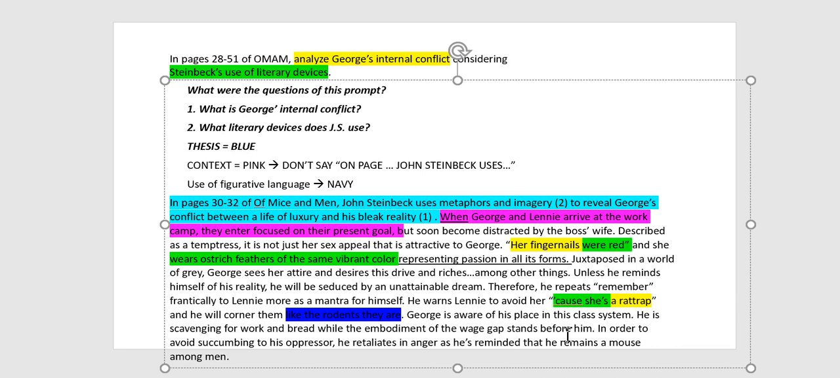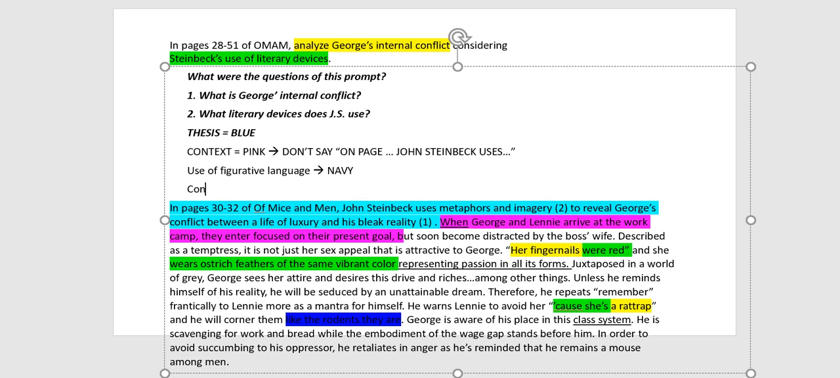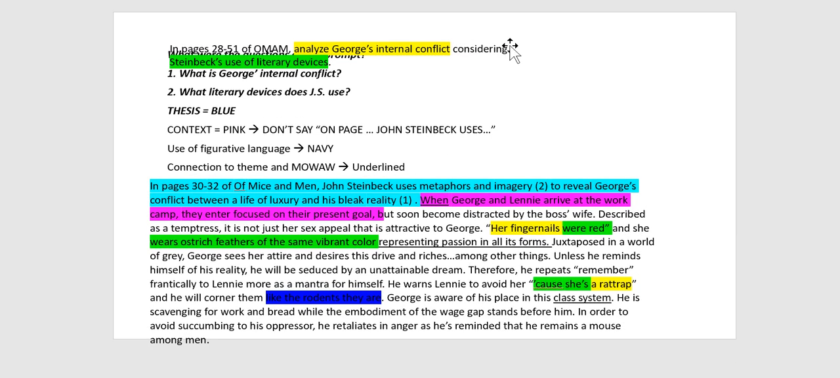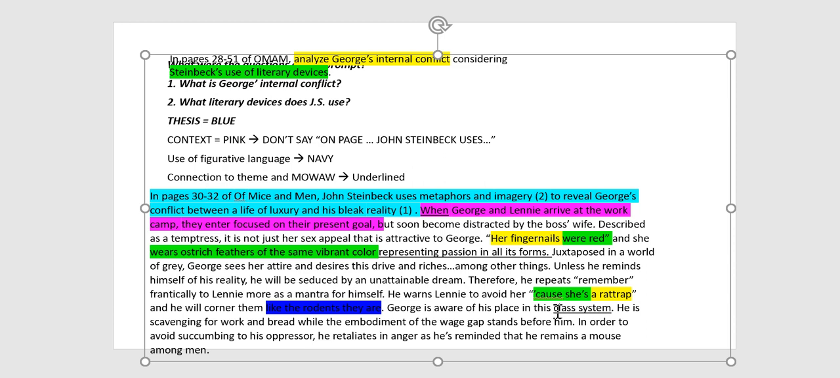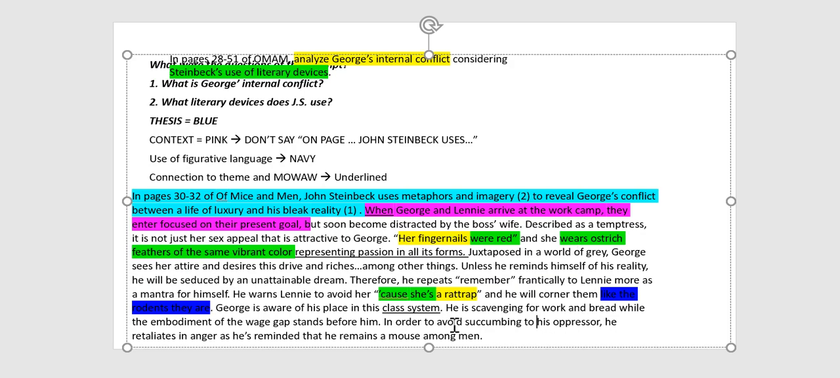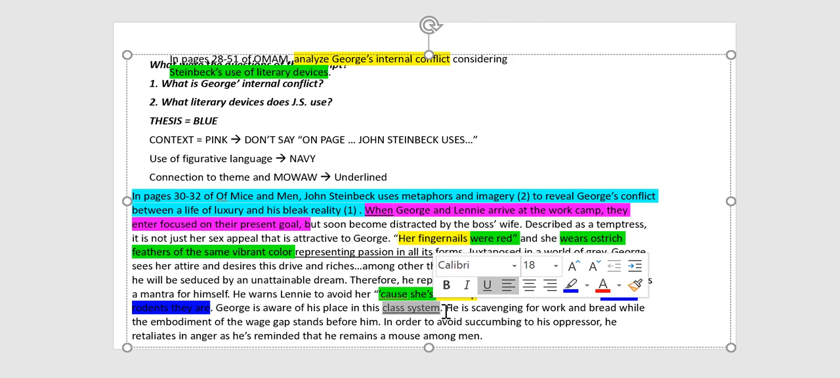George is aware of his place in this class system. Okay, here's the push to meaning of the work as a whole. Underline connection to theme and meaning of the work as a whole. Let's move this up a bit. Okay, if I'm talking about systems of power and classes, this is a connection to a human experience, right? Like we all experience differences in power and classes. I'm gonna move this around a bit. So I'm starting to connect to the meaning of the work as a whole here.